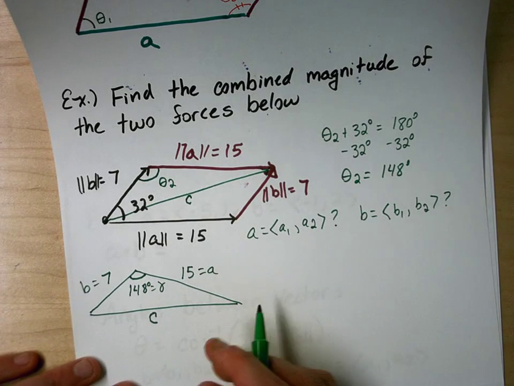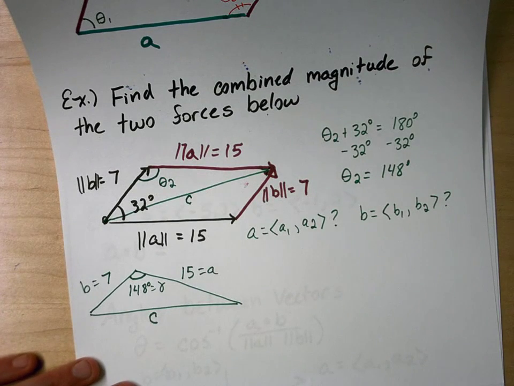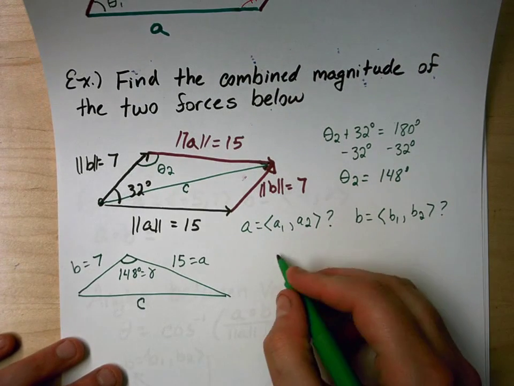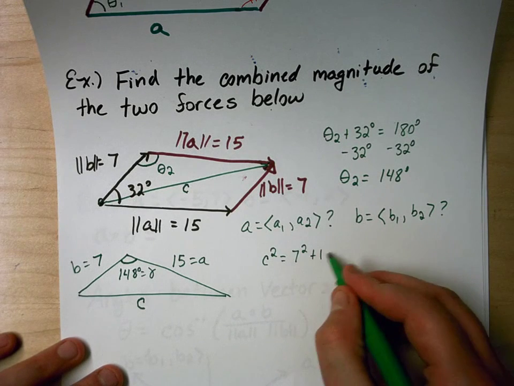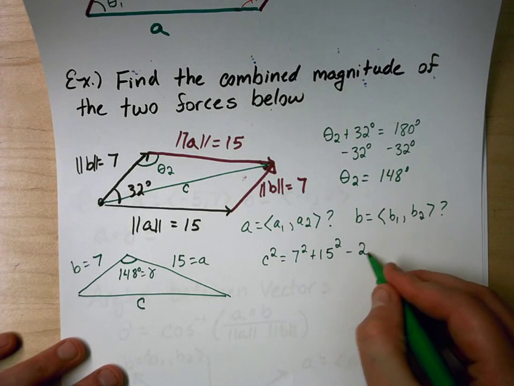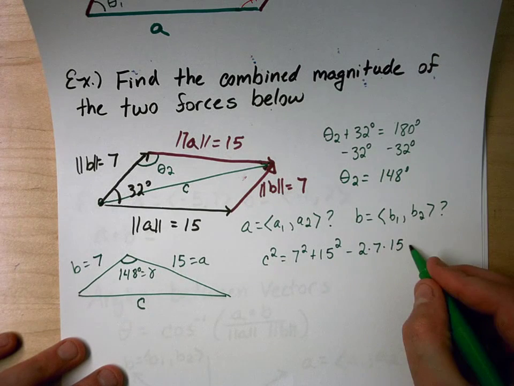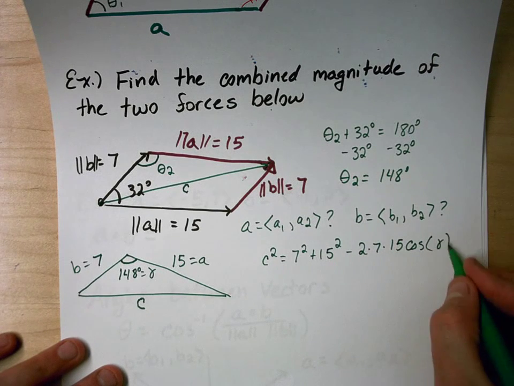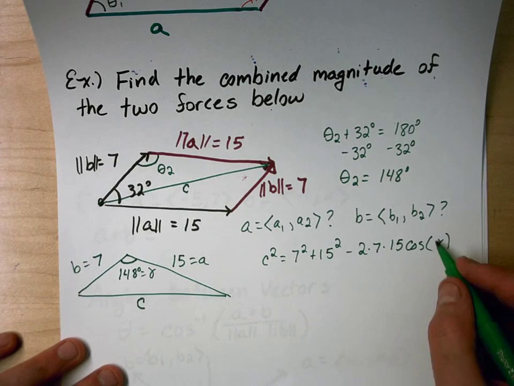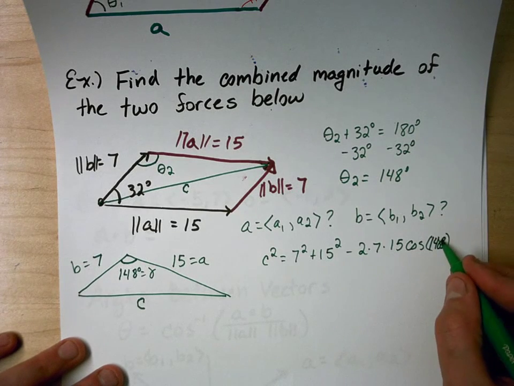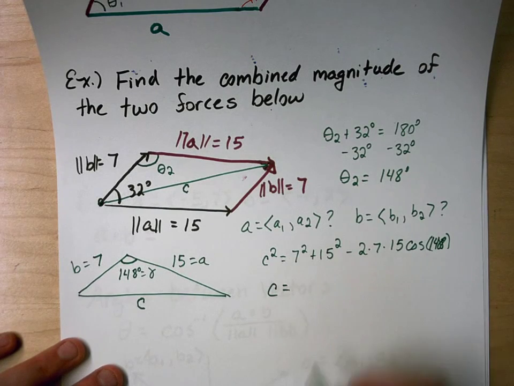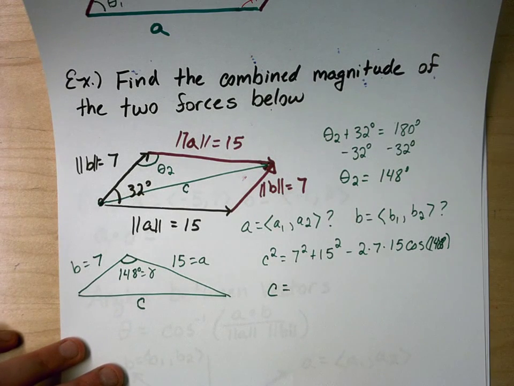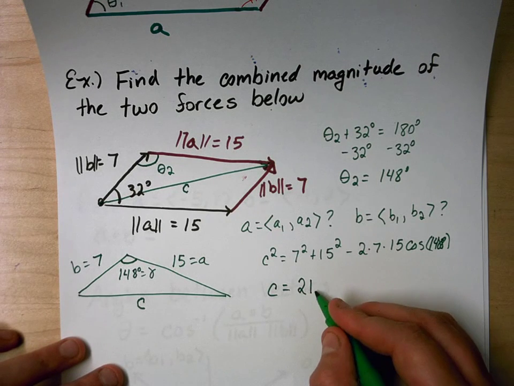Law of cosines, yeah! So we're going to use law of cosines. So I'm going to have C squared equals 7 squared plus 15 squared minus 2 times 7 times 15 cosine of gamma. Oh, well, we know gamma. Sorry. All right. So if we go ahead and solve for C, you can go ahead and pause the video and work that out for yourself if you like to. So we're going to get that C equals 21.26.